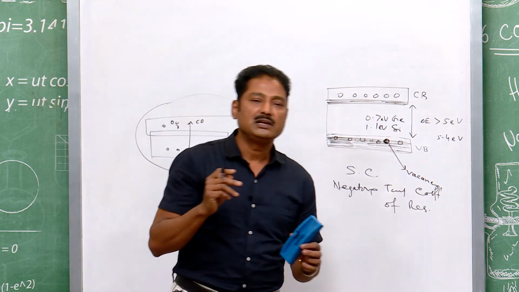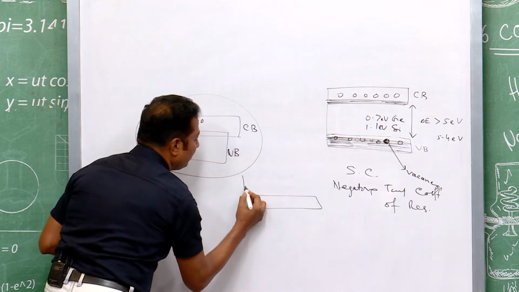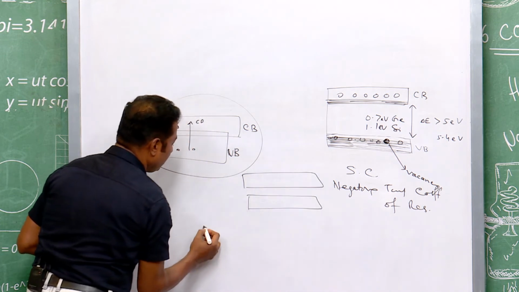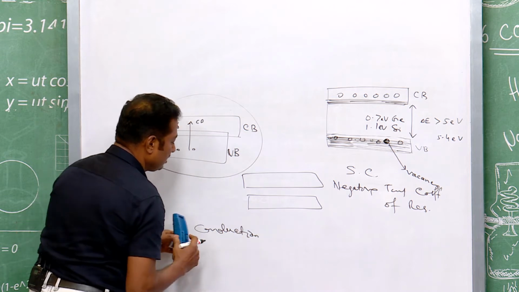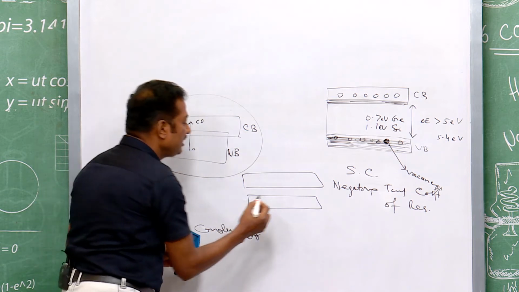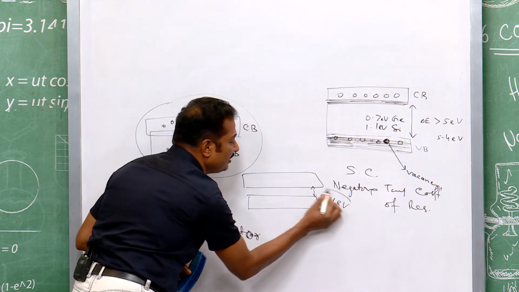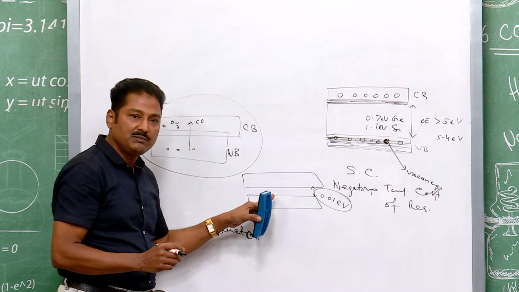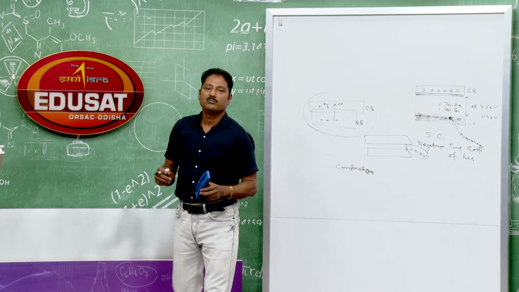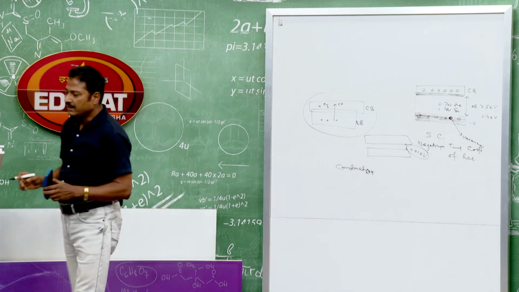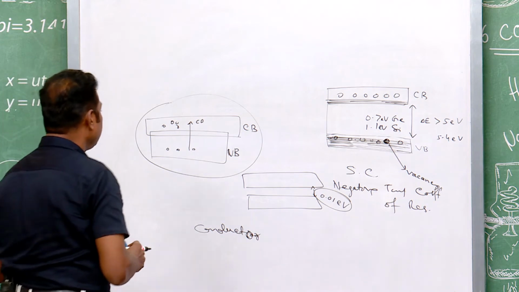And it may be such that the conduction band and valence band may be different, not touching each other, but the gap is very small, just like 0.01 eV. That means, it can be easily transferred from the valence band to the conduction band. So, it can be easily transferred.